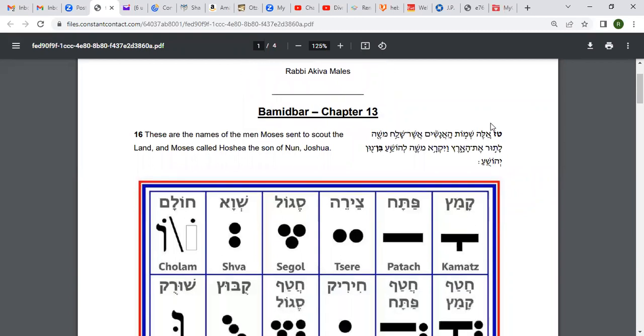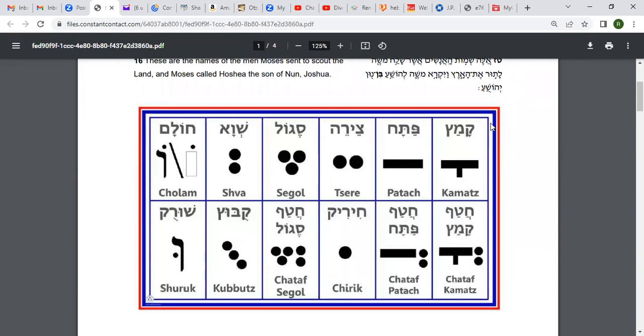Before we jump in, let's just review Nekudos for a second. We have on page 1 a chart of the Hebrew Nekudos. So let's take a look at the first line, starting on the right side. The first 5, these are very, very common Nekudos that we'll see. Actually, the whole first line is very common. Kamatz on the right, that makes the ah sound, like kamatz.